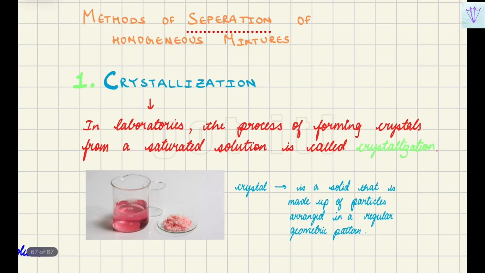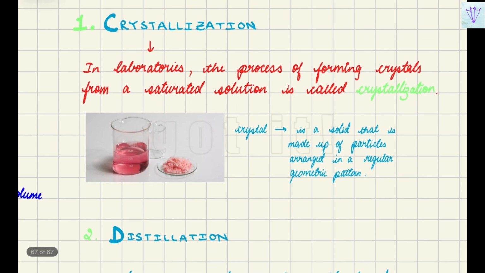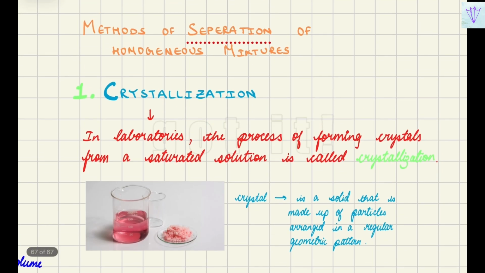Next, the methods of separation of these homogeneous mixtures. The first method is crystallization. In laboratories, the process of forming crystals from a saturated solution is called crystallization. What is a crystal? It is a solid that is made up of particles arranged in a regular geometric pattern. So these are the crystals which are formed. In this way, you can actually separate the homogeneous mixtures.